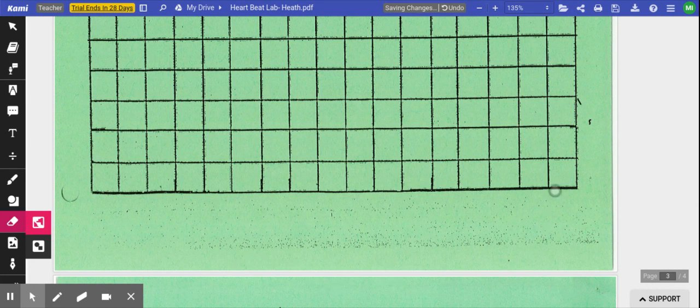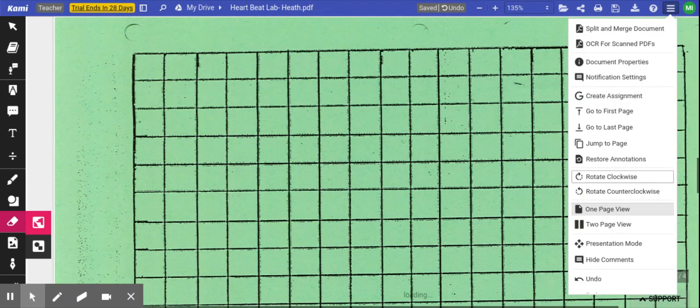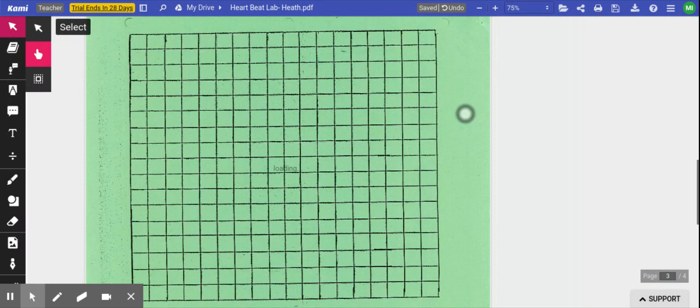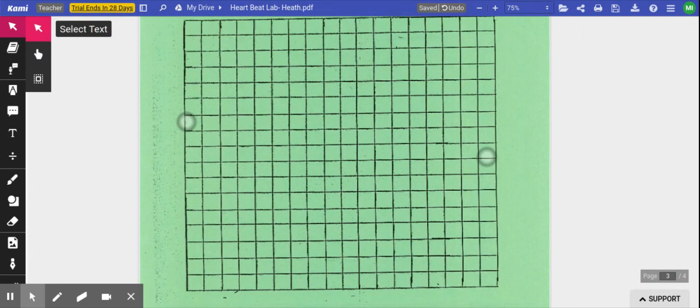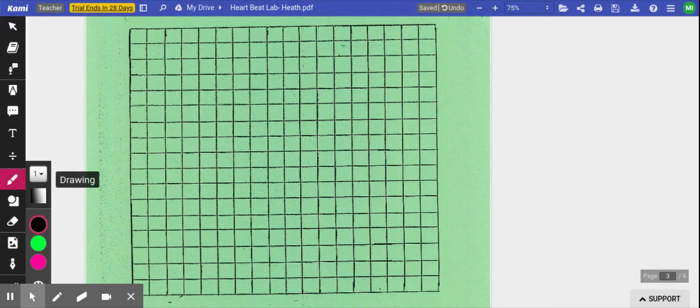Okay, so what I'm going to do is flip the page so you can see the graph a little bit better. There we go. Let me just shrink it a little bit so you can see the entire thing. Okay, so I always like to attack the y-axis first. So the y-axis is going to be your pulses.